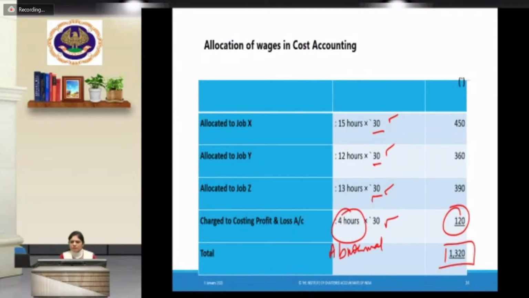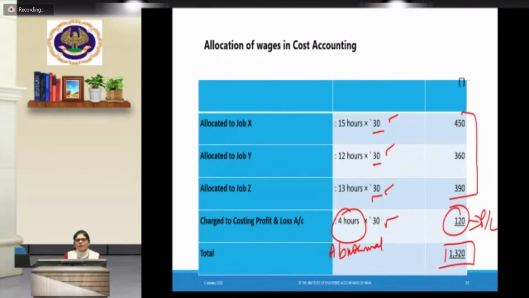So I hope you have understood this question. Any queries on this question? Abnormal cost, Rama, abnormal cost will go to costing profit or loss account. It will not be charged to the production cost. This cost will be charged to the employee cost, the direct employee cost, and this will go to the costing profit or loss account. Clear? It will not be part of the production cost.